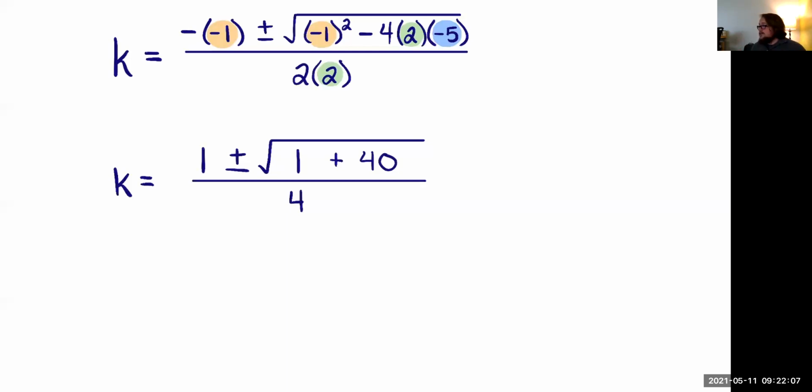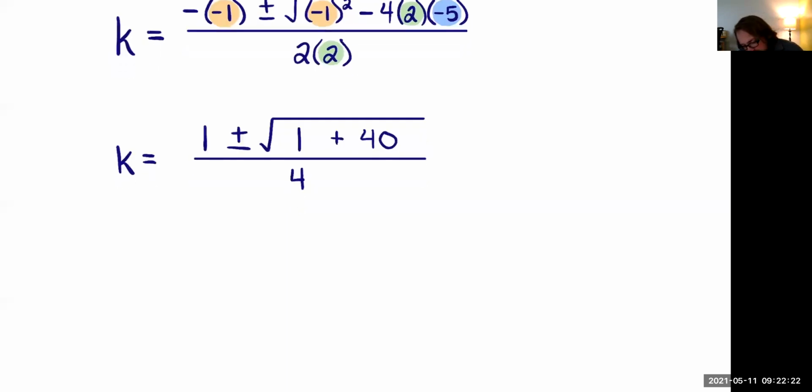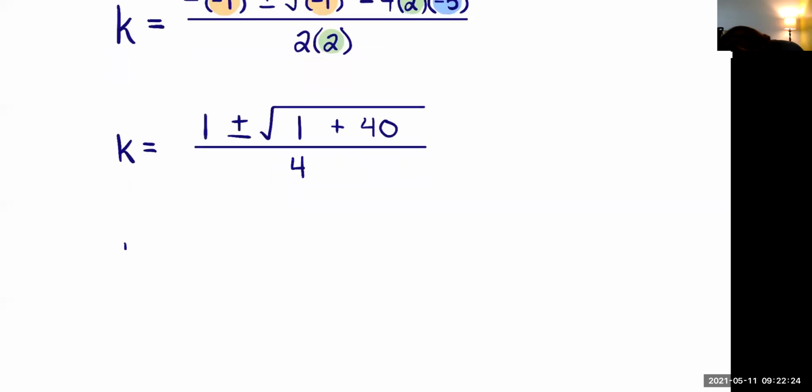So if I'm still following the order of operations, could I just go ahead and add the 1 plus 40 inside that square root? It's like a set of parentheses. It's grouping the 1 and the 40 together. Whatever I can combine, I might as well combine. So I'm going to take one more step here and say k equals 1 plus or minus the square root of 41.